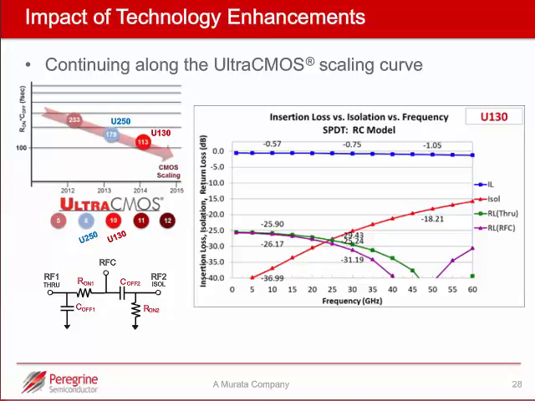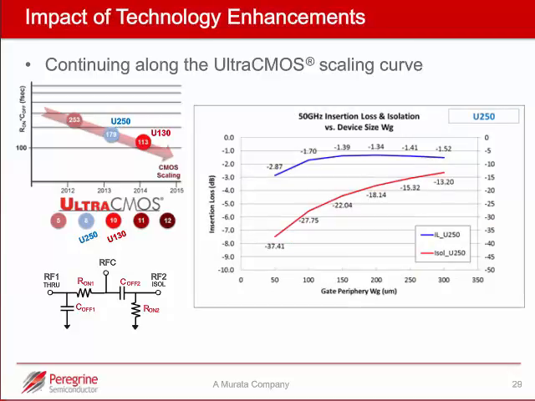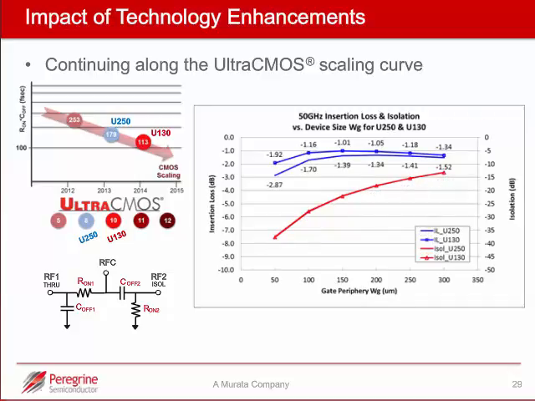And then looking at this, you can see an overall scaling curve for the technology that we're going from U250 to U130. You can see the insertion loss improves. And then if we map that out one against the other, you can see the trade-off. So high isolation levels, low device periphery, we can pick up almost a dB of performance through the change in the technology. So there's certainly reasons to continue down the scaling curve from just an insertion loss perspective.